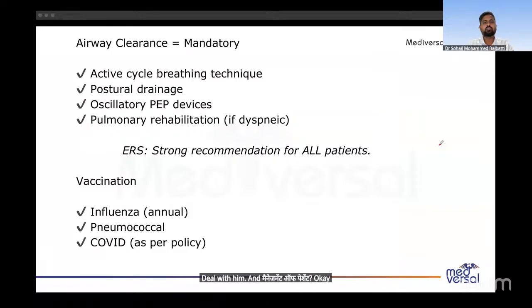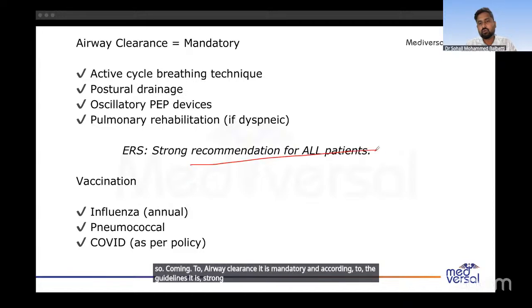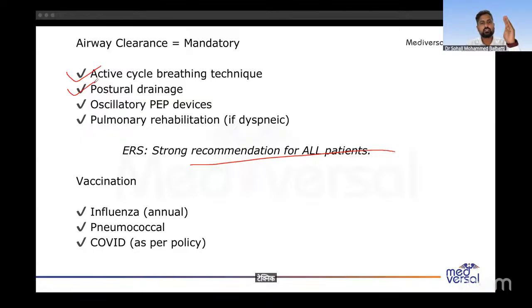Okay. So coming to airway clearance, it is mandatory, and according to the guidelines, it is a strong recommendation for all the patients. So how to do that? We have to go for a breathing technique, the huff and puff technique. Then we can go for postural drainage with the help of hands or any other oscillatory positive expiratory devices, or pulmonary rehabilitation in the form of deep breathing exercise, limb exercise if the patient has dyspnea. So airway clearance techniques are very, very important. And vaccination, again, we have influenza, pneumococcal, and COVID, which can be given according to the policy and guidelines.